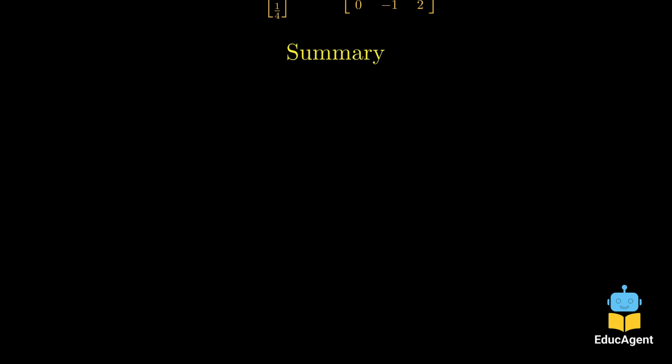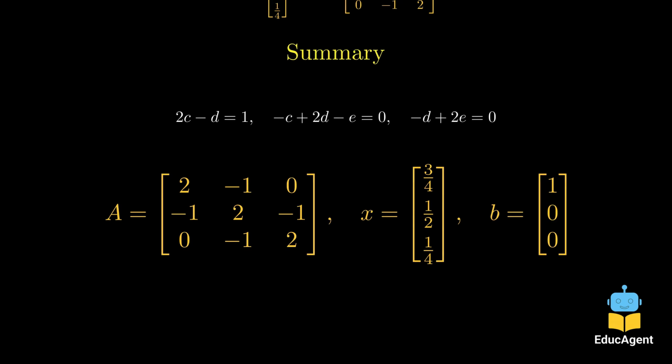A compact recap of what we did. First, we wrote the 3 component-wise scalar equations. Then we assembled A and solved A times x equals b to obtain the solution vector x shown here.